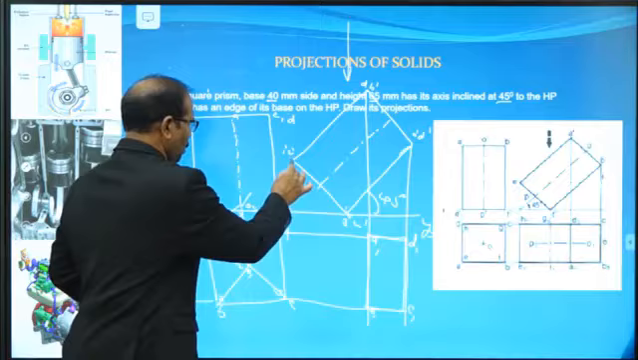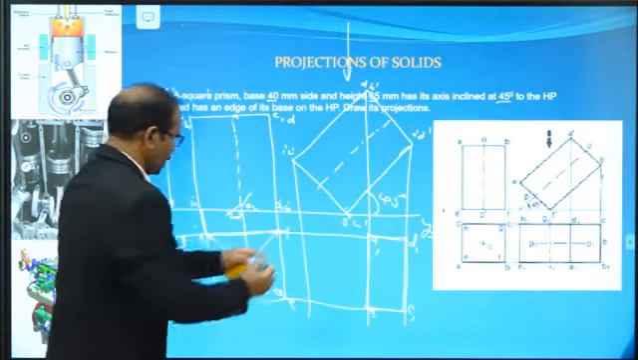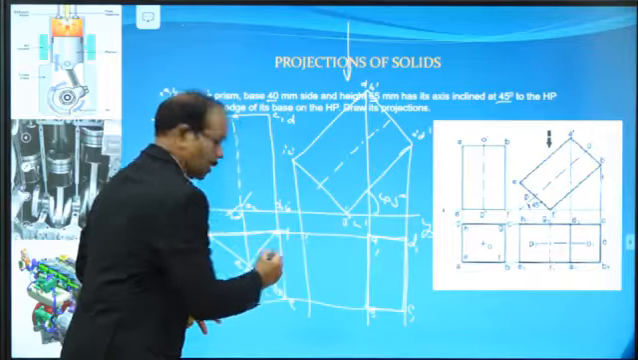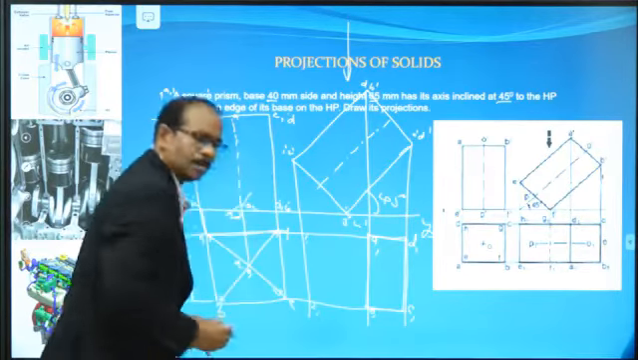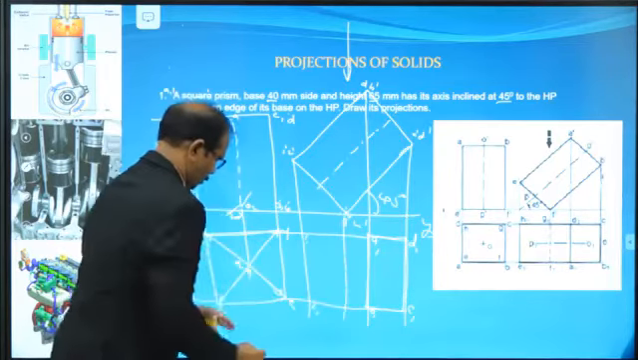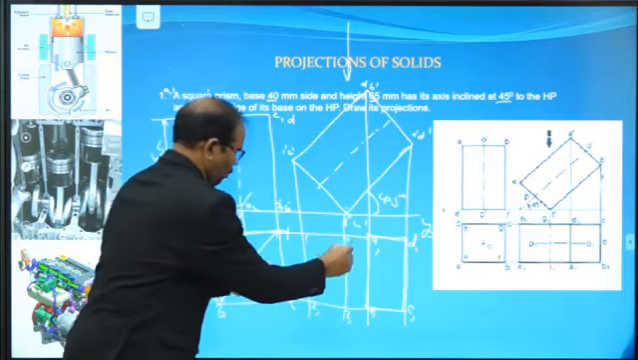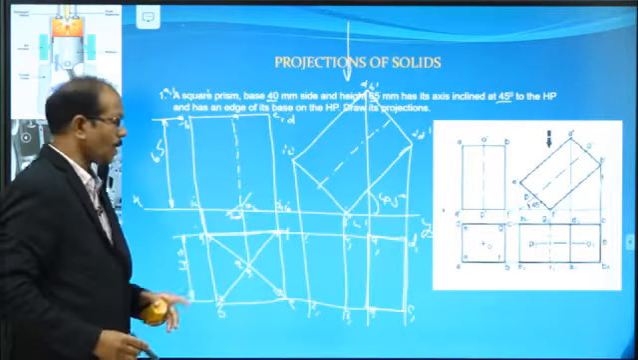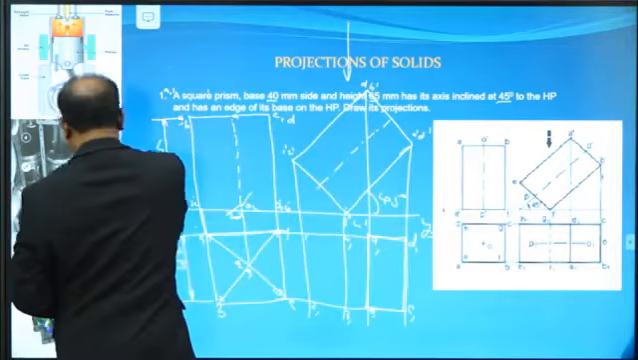Say 1 and 2. Draw projectors. From 1 to the horizontal line, this is 1, 1, 2, 2, 1, then 3. From 3 and 4, say this is 3, 1. This is 4, 1. Let us observe.